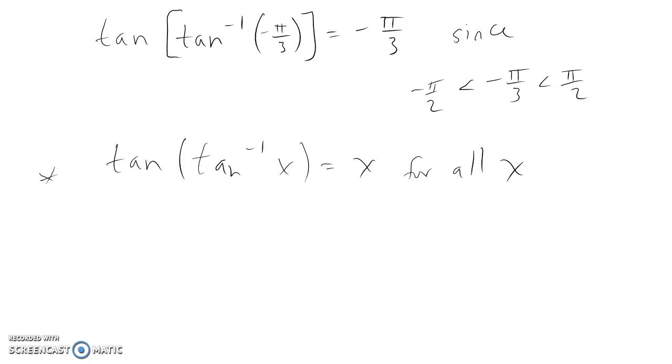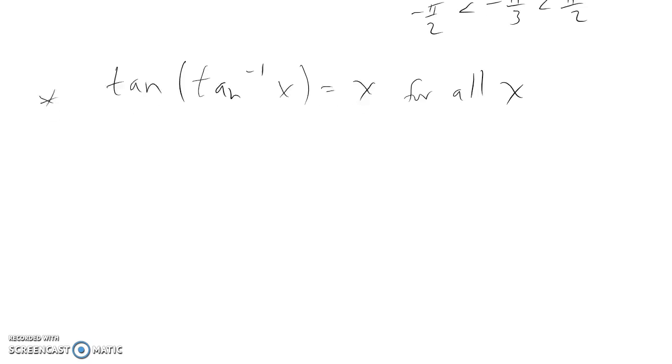Let me start over. It turns out that tangent of tangent inverse of x is going to be equal to x for all x, because the domain of tangent inverse is all real numbers, right? And so you can take any real number, find the angle that has that tangent value, and then take the tangent of that angle, right? So I just wanted to point that out. All right. But the same is not true for sine and cosine.